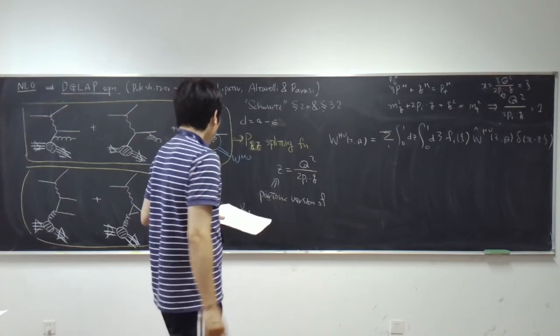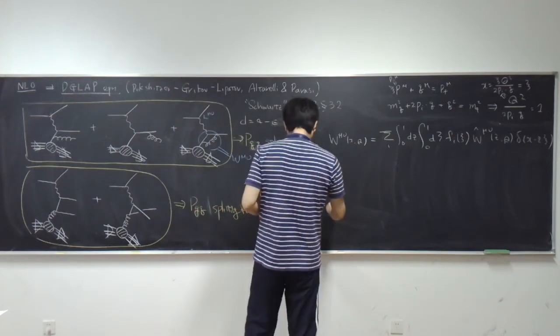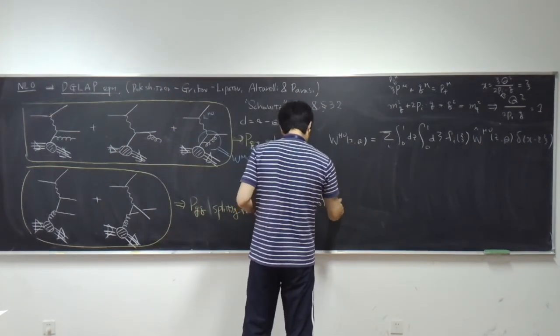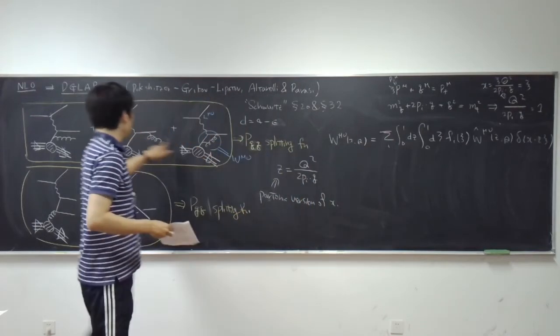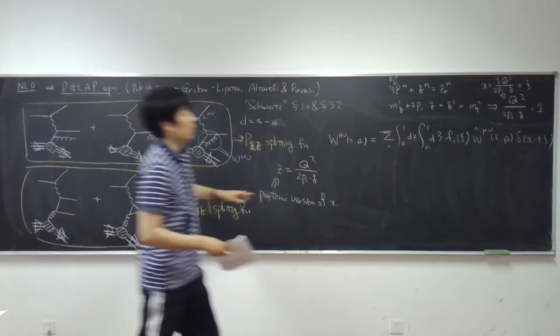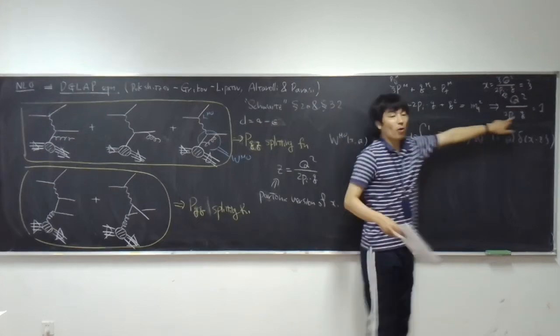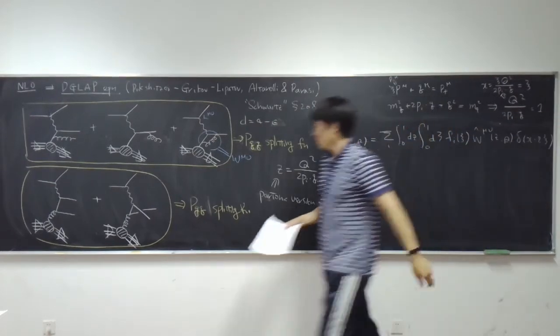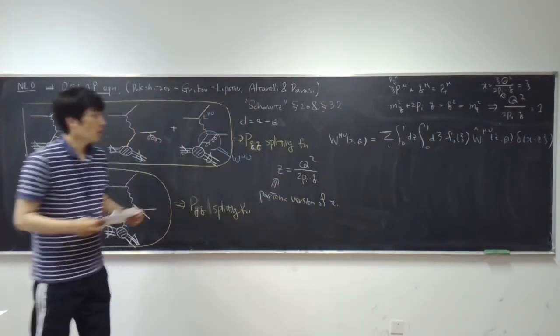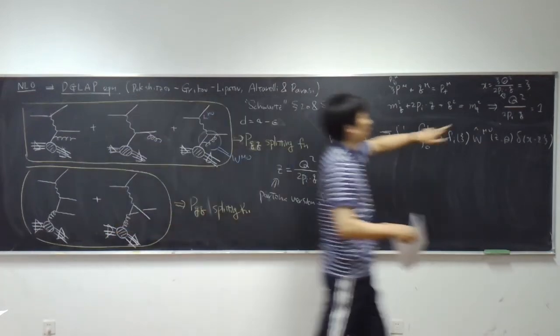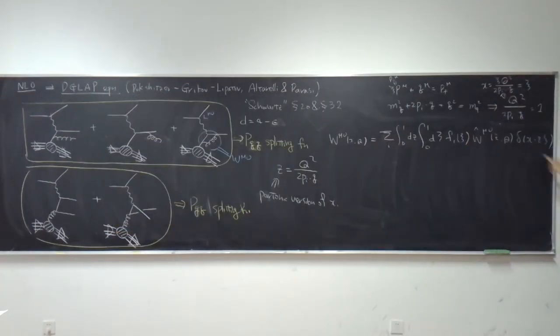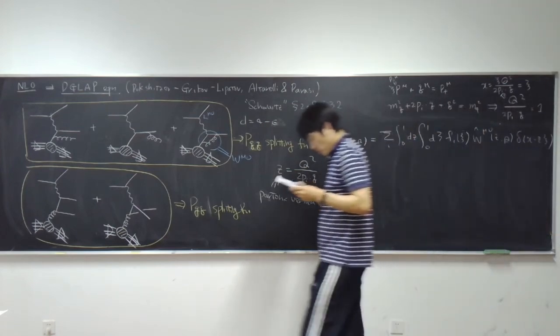So the partonic version of x is, of course, already in next-to-leading order, so it's not that simple. Here this is no longer 1, so you have to replace it by z, and z times c will give you x. That's the energy conservation.